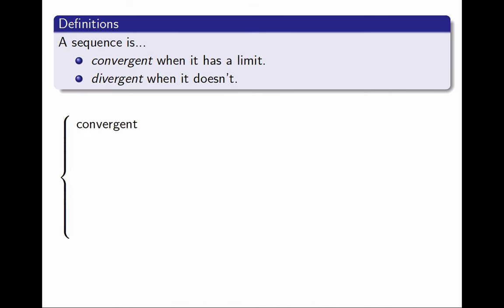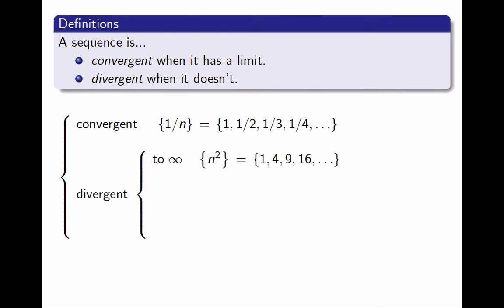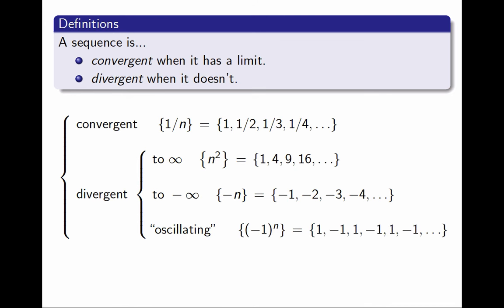So a sequence may be convergent, for example the sequence 1 over n, which is convergent to 0, or it may be divergent, and if it is divergent, it may be divergent to infinity, for example the sequence n squared, or to minus infinity, for example the sequence minus n, or it could be divergent in a different way, and for lack of a better term I will call this divergent oscillating. For example, the sequence minus 1 to the n, the first few terms are 1, minus 1, 1, minus 1, 1, minus 1, and so on, is divergent, but it is not divergent to infinity and it is not divergent to minus infinity. I could also write a precise definition of divergent to infinity, but I will leave that as an exercise.